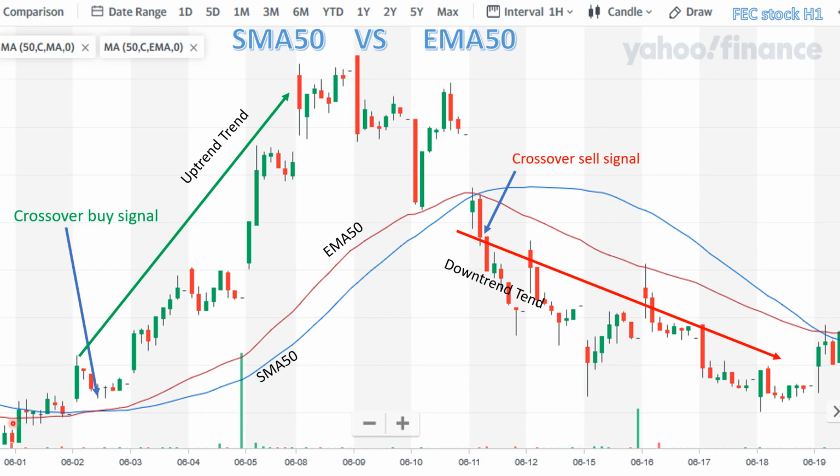Now, when EMA 50 crosses the SMA 50 at this point, while going upward, we have a crossover buy signal. This is where you enter the market. And when EMA 50 crosses the SMA 50 while going downward, at this point, we have a crossover sell signal. This is where you exit the market.